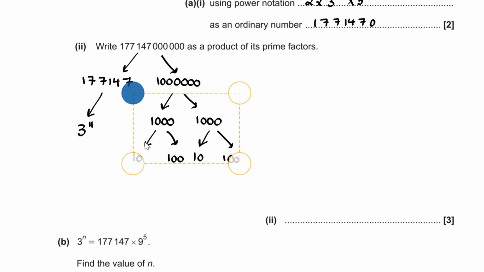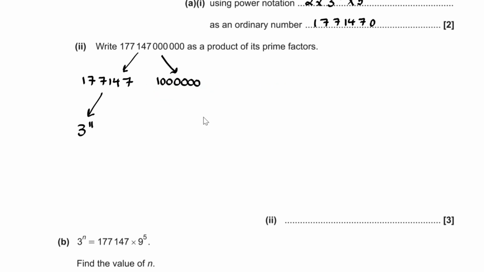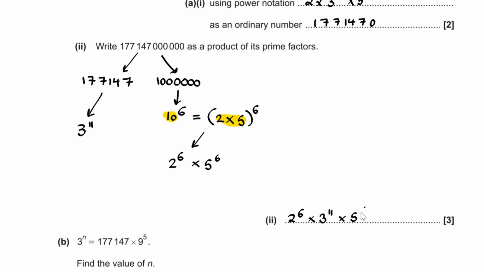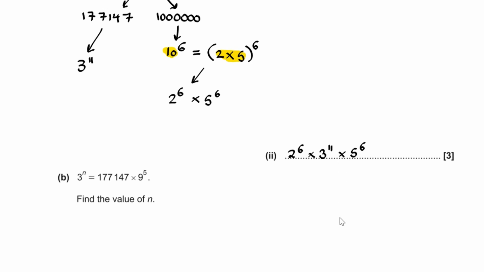Instead, what might be easier is recognizing that this value here is the same as 10 to the power of 6. Now 10 to the power of 6 is the same as 2 times by 5 to the power of 6. So 10 is the same as 2 times by 5, and we're raising this to the power of 6. And therefore, using the laws of indices, this is the same as 2 to the 6 times by 5 to the 6. And therefore, we've got here 2 to the power of 6 times by 3 to the power of 11 times by 5 to the power of 6. So this is how we write this number as a product of its prime factors.